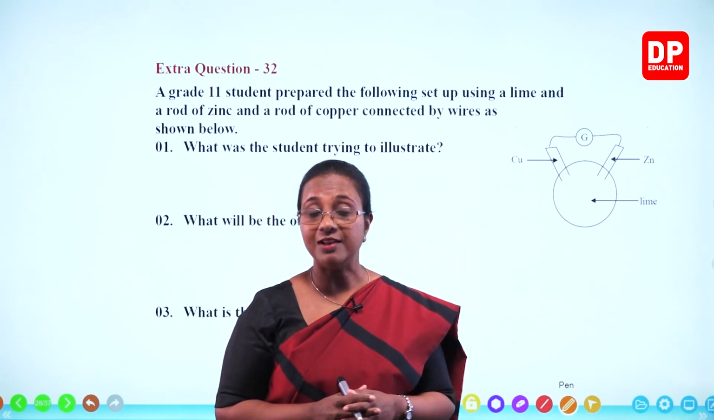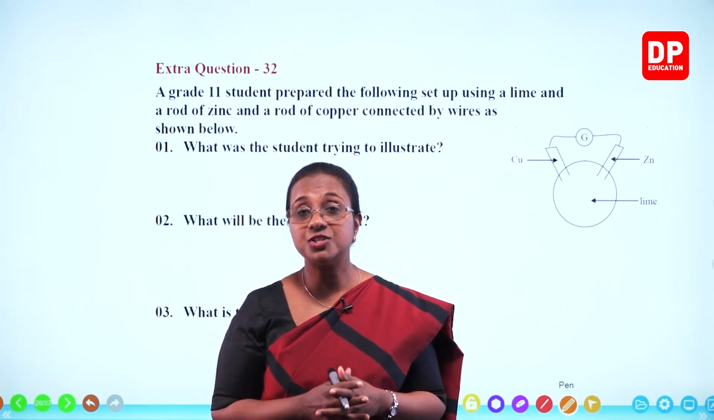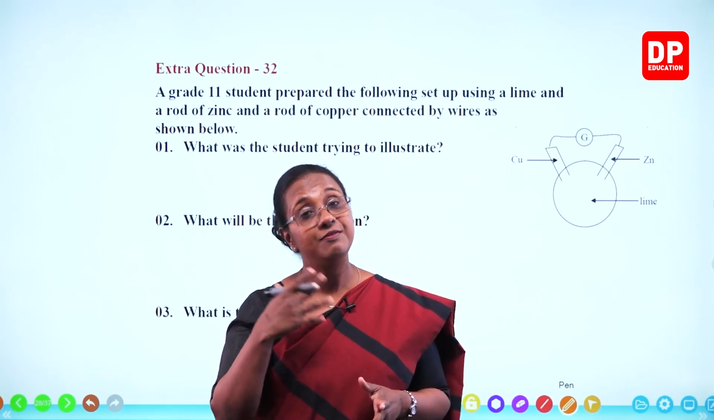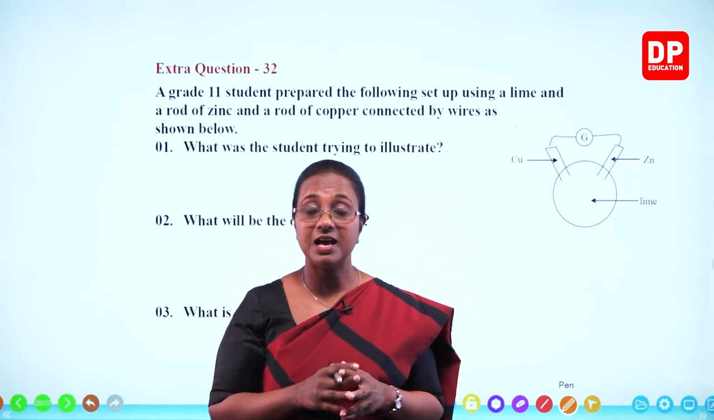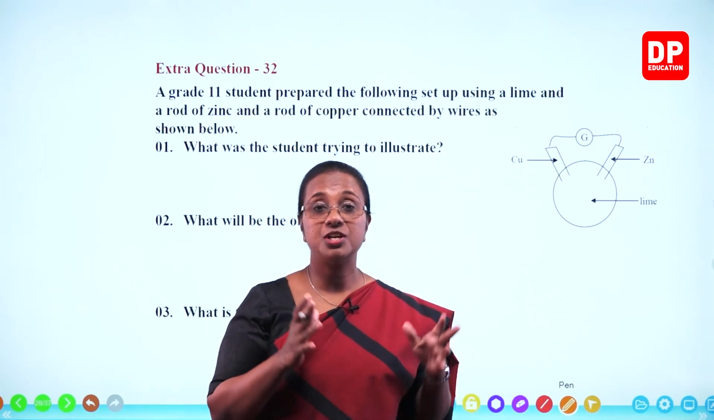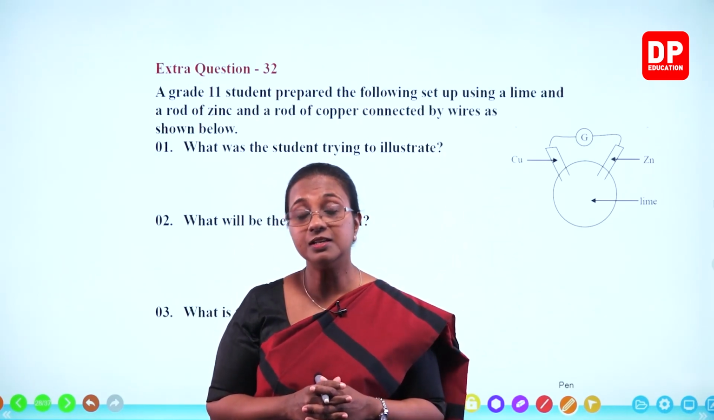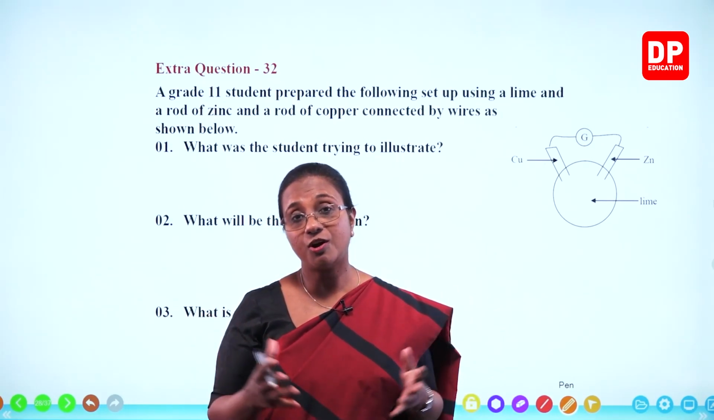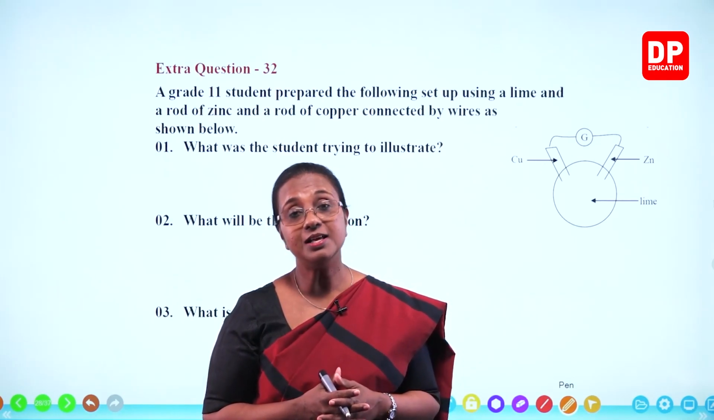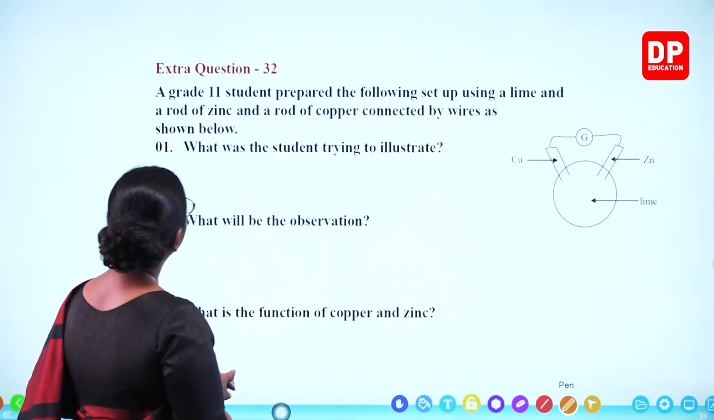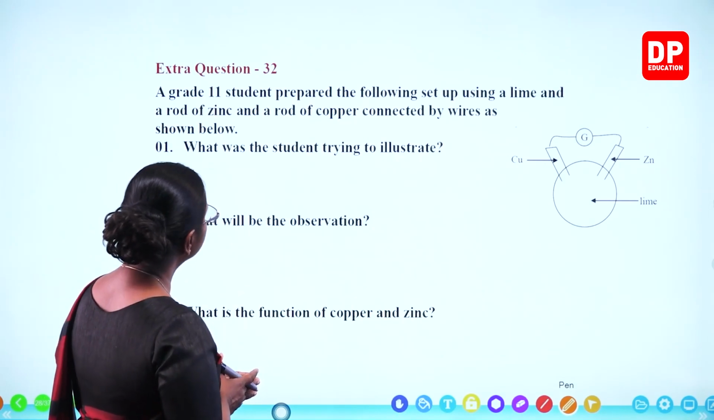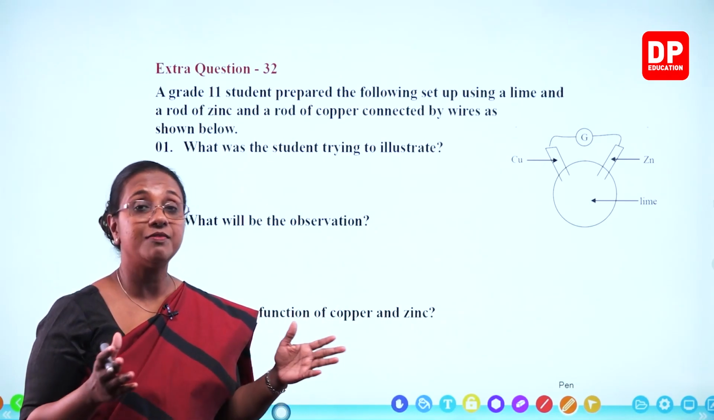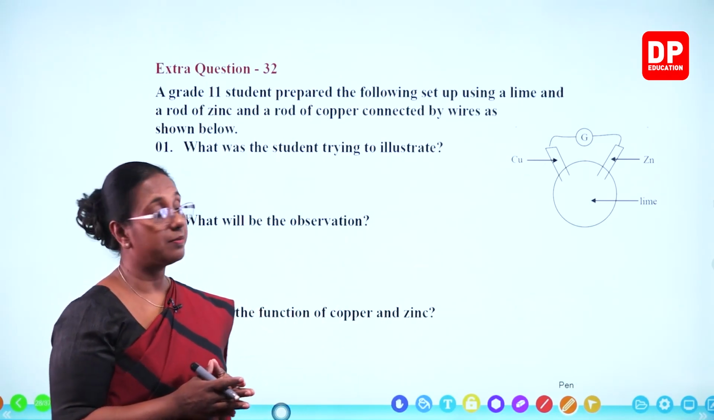And why do we use that galvanometer? To observe the direction of the current flow, or for that matter, to observe whether there is a current flow. Deflection in the galvanometer confirms that there is current flowing, and from the direction you will know where the current flows. So that is the purpose of this activity, to demonstrate the function of a simple electrochemical cell. So if we look at the questions, what was the student trying to illustrate? The student was trying to illustrate the functioning of a simple electrochemical cell.